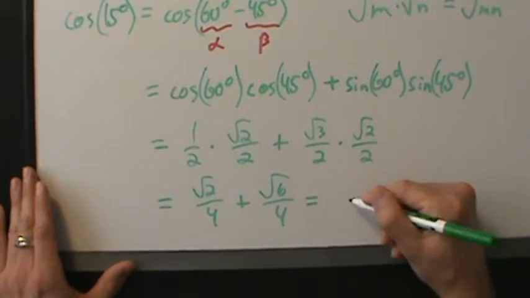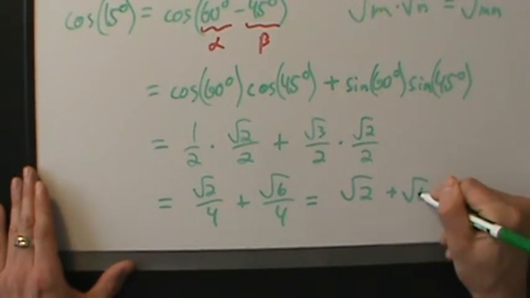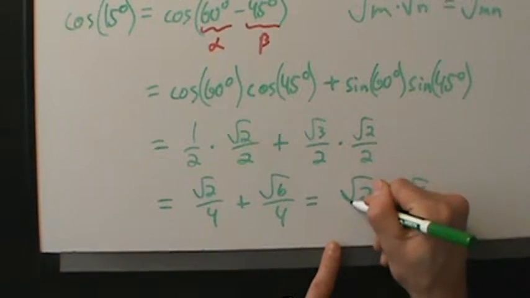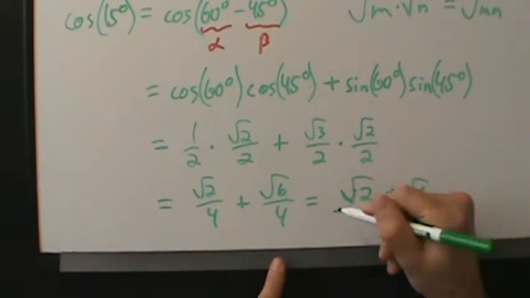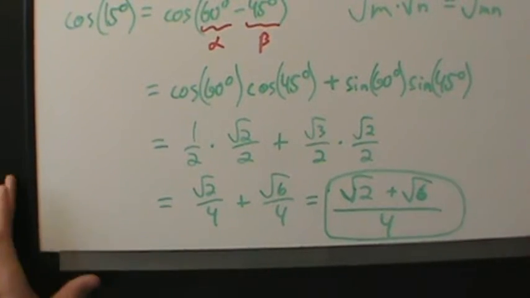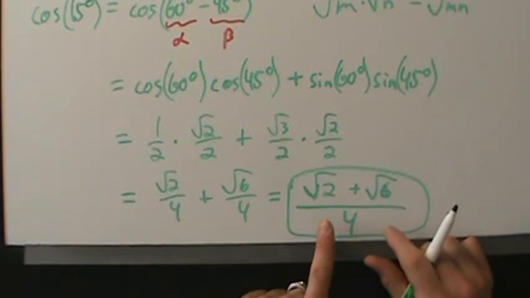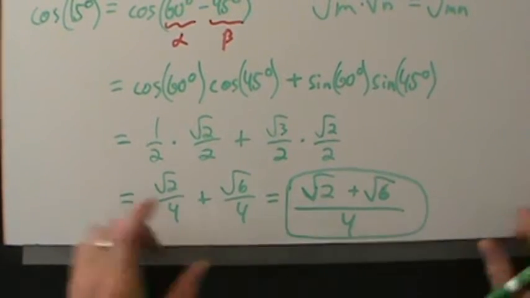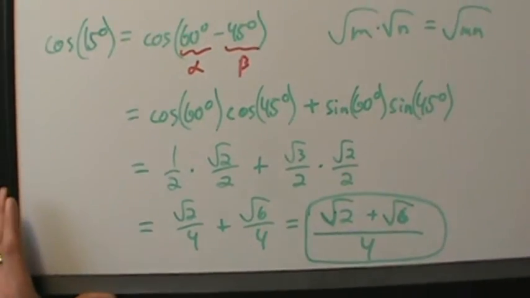So our final answer then is root 2 plus root 6, and again, since this is addition, these cannot be combined. They have to be kept separate, all divided by 4. So that's the cosine of 15 degrees. And notice that's actually the exact same answer we had in example 1 when we did the sine of 105 degrees. Same answer there, so kind of interesting, sort of, a little bit.